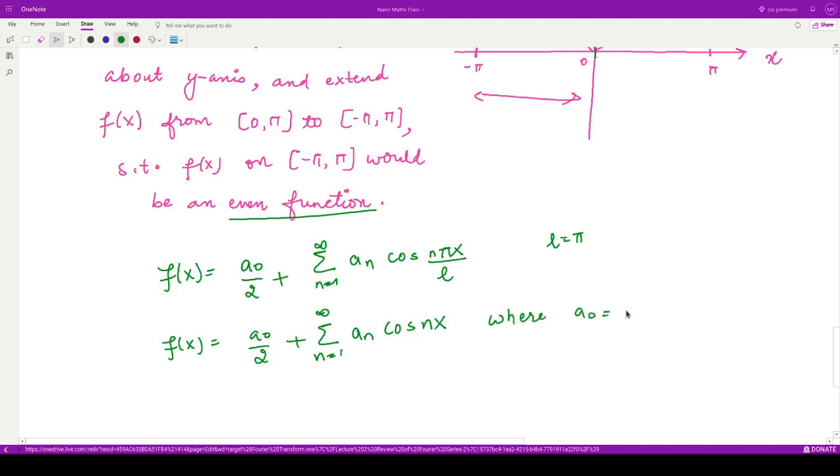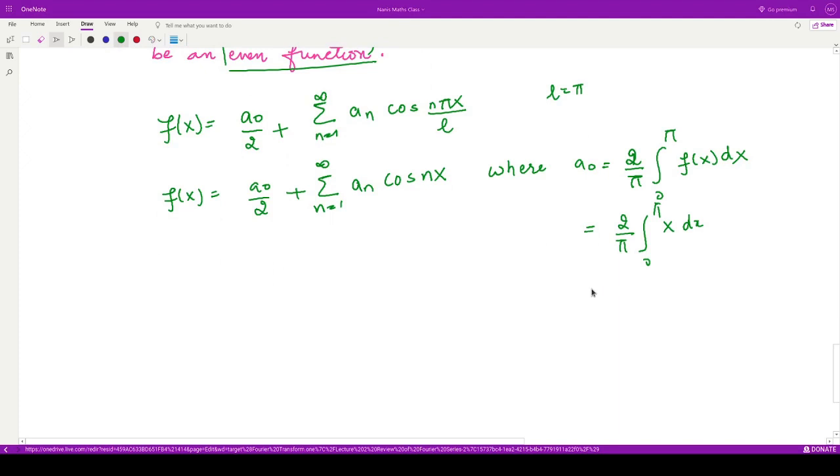Firstly we will calculate a naught. It would be 1 upon pi integration from 0 to pi, right? And it would be 2 times that because we now have an even function. So it would be 2 by pi integration from 0 to pi, the value of the function dx. So it would be 2 upon pi integration 0 to pi x dx. And what is the integration of x? It is simply x square by 2, with limits from 0 to pi. So this and this cancel, and you will have pi as the value.